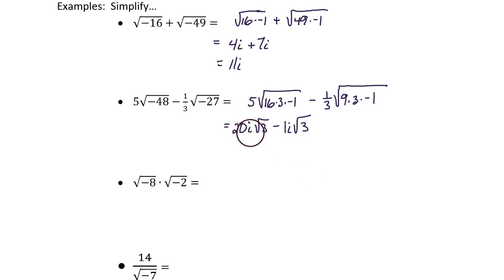We have 20i square root of 3 minus 1i square root of 3. This is 19i square root of 3. If you want to, you can write the 19 square root of 3 in front and then put the letter i. If you do that, though, just be really careful you write the letter i after the end of the square root symbol. You don't want the i to look like it's under the radical bar.